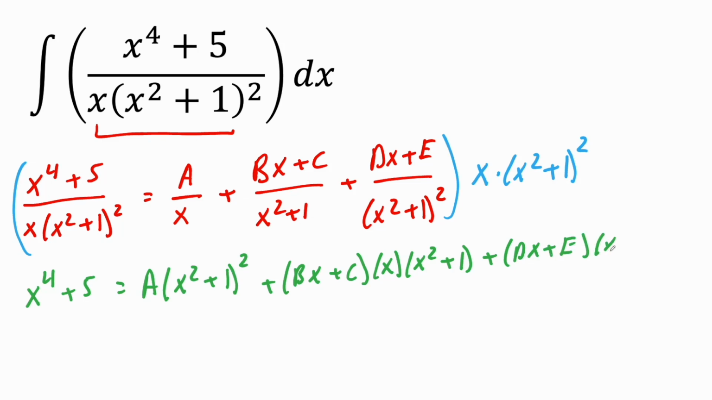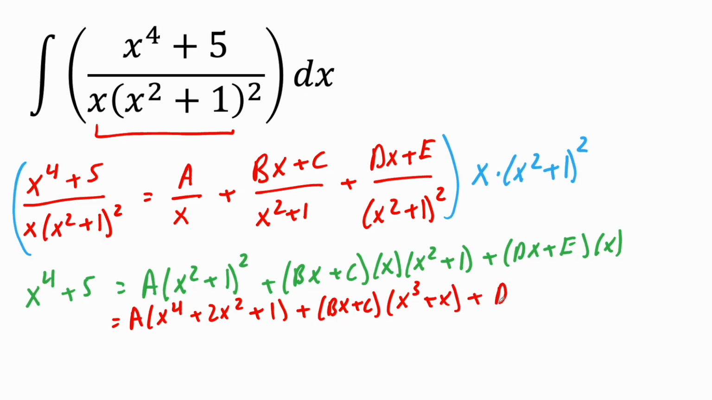plus parentheses Dx plus E times our x. So next we're going to expand, so we have A parentheses x raised to 4 plus 2x squared plus 1. Because x squared times x squared is x raised to 4, 1 times 1 is 1, x squared times 1 is 1x squared, likewise 1 times x squared is also 1x squared, so we get 2x squared. Now we'll do this piece, so plus parentheses Bx plus C, close it, parentheses x times x squared is x cubed, x times 1 is x, plus this one we can expand, Dx squared plus Ex.